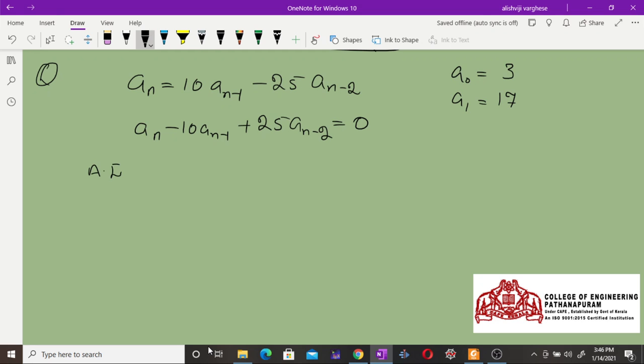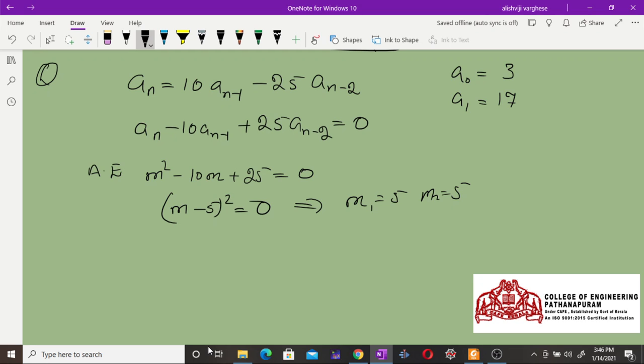Then write down the auxiliary equation as m square minus 10m plus 25 is equal to 0, and this particular quadratic equation can be written as m minus 5 the whole square is equal to 0. That is, m square minus 2 into 5 into m plus 5 square is equal to 0. So this gives the roots m1 is equal to 5 and m2 is equal to 5. So the root 5 is repeated 2 times, and in this case the solution takes a different form.